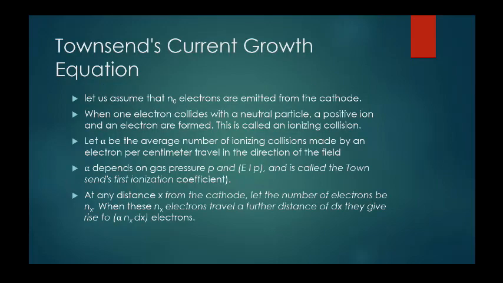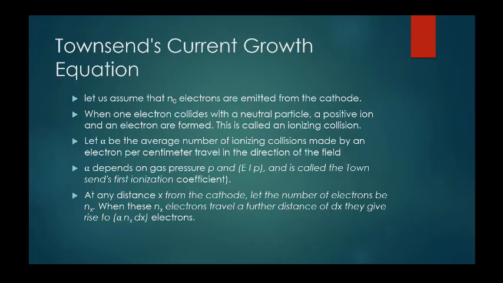Now for the Townsend's current growth equation, you have to assume that N0 electrons are emitted from the cathode. When one electron collides with a neutral particle, a positive ion and an electron are formed. This is called ionization or ionizing collision. We have seen this equation in the previous class.